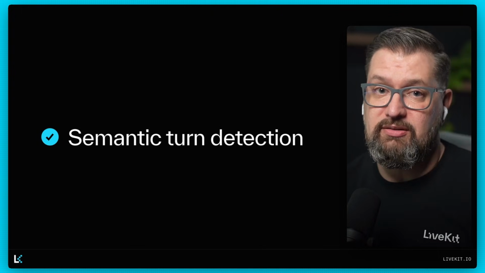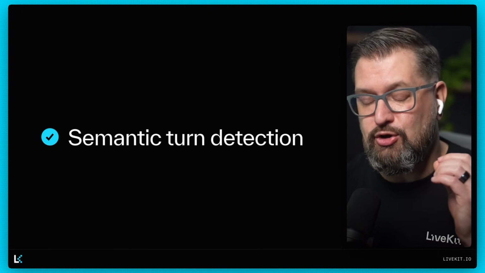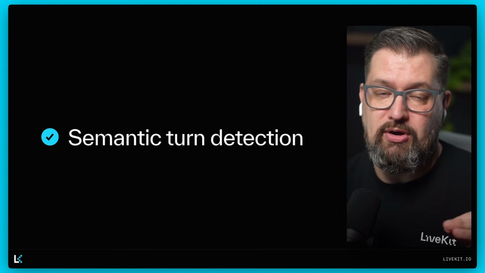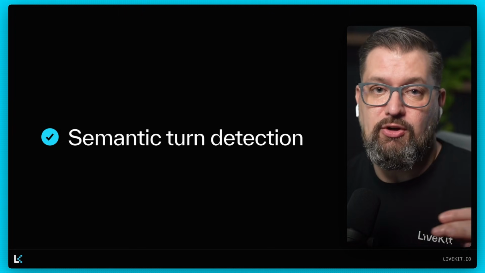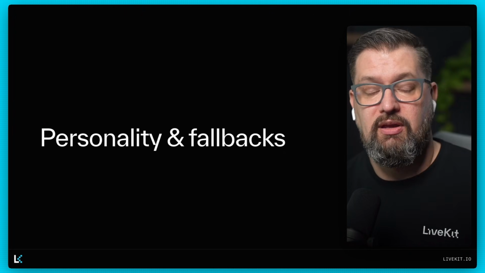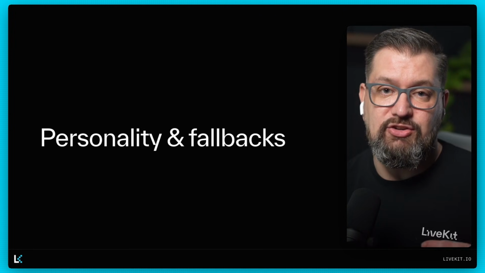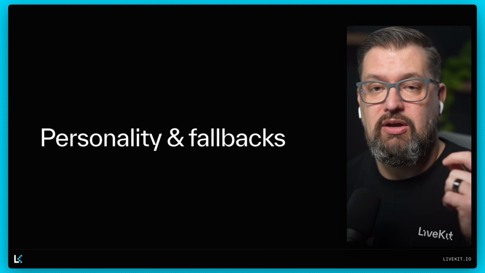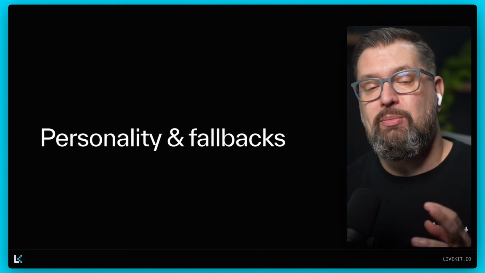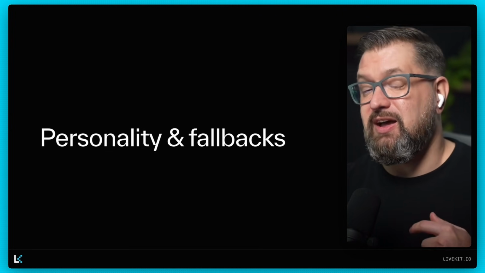So with semantic turn detection in place, your agent no longer jumps in at every pause. It waits for complete thoughts before responding. In the next lesson, you'll give an agent a distinctive personality, change its voice, and add fallback providers so that it survives outages.